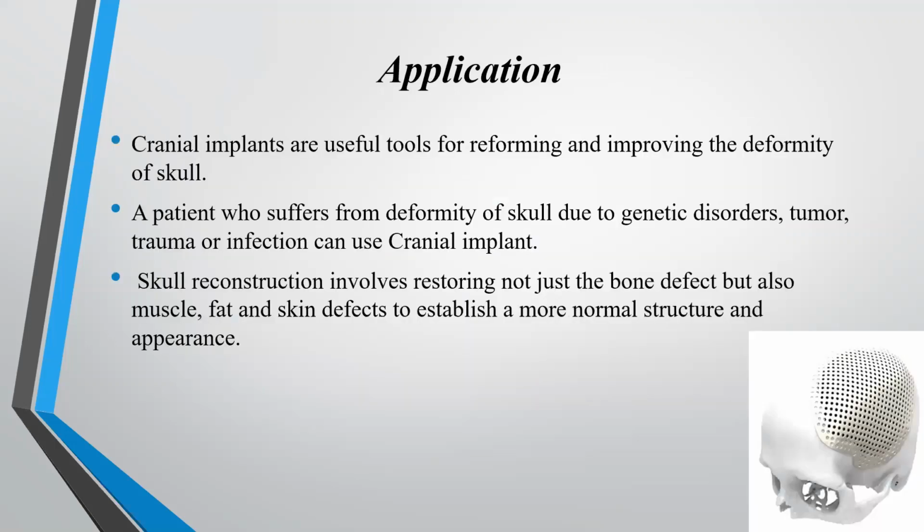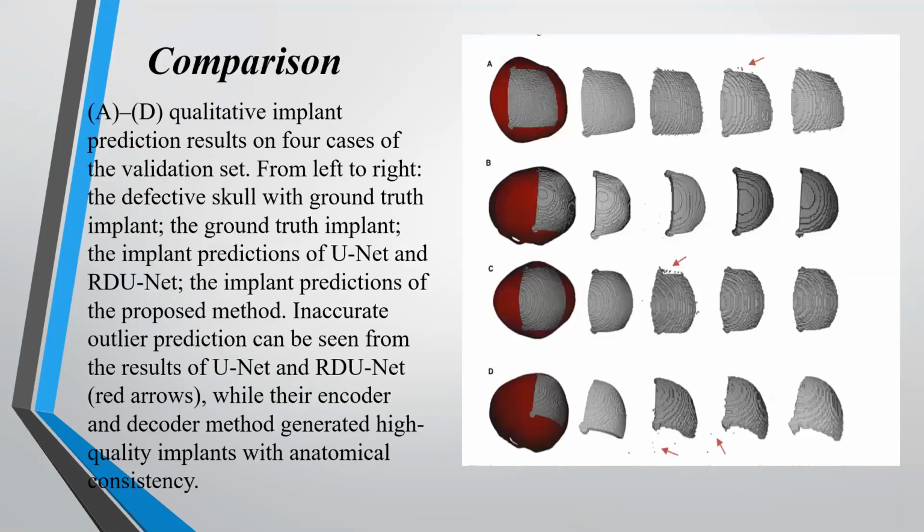And coming to the application, corneal implants are useful tools for reforming and improving the deformity of the skull. Patients who suffer from deformity of the skull due to genetic disorder or tumor can use corneal implants. Skull reconstruction not only includes bone defect but also muscle, fat, and skin defects, to establish a more normal structure and appearance. In the comparison, as you can see, the red part is the skull and the gray part is the corneal implant design.